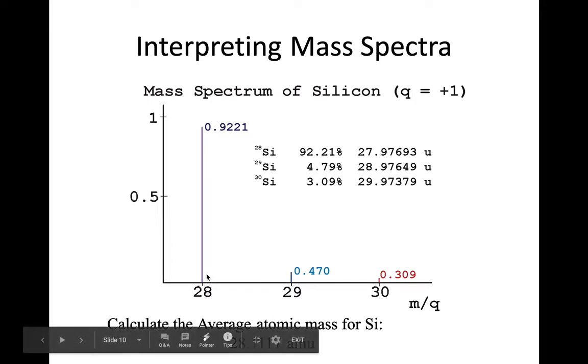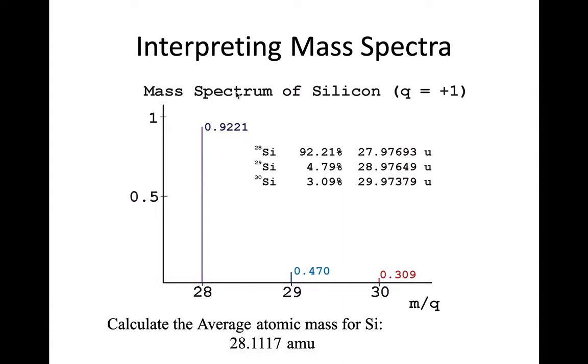And of course, we see that this is reasonable. There's much more of the silicon 28 isotope, so our mass should be pretty close to it. There's a bit of the higher mass isotopes, but they are so low in abundance that they're not able to bring up the average mass that much.